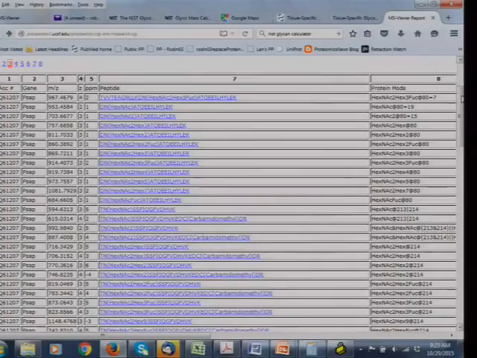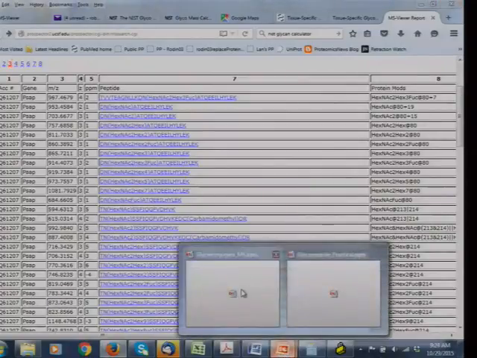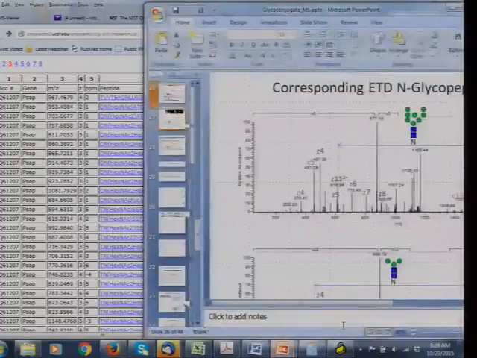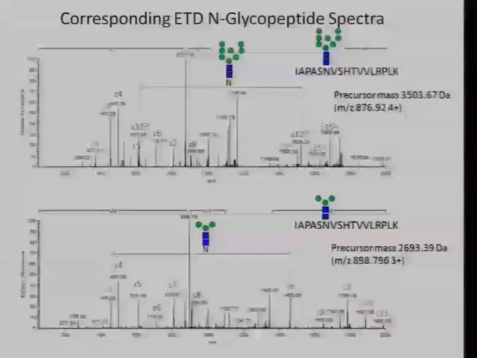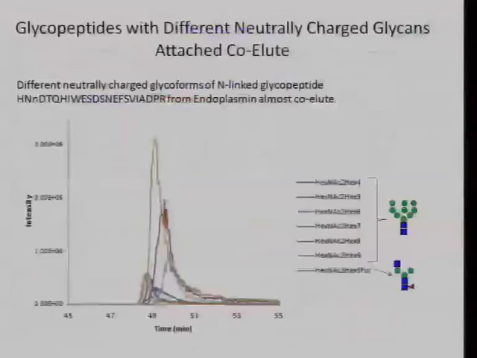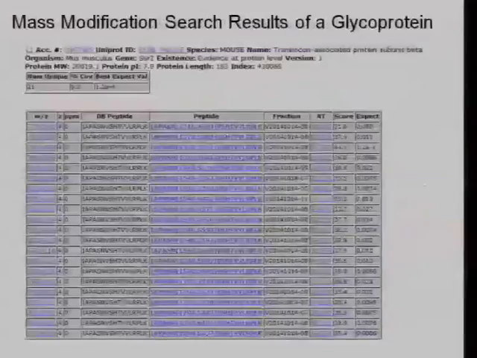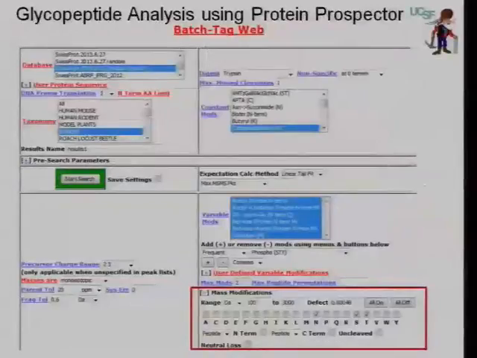I gave it all of the spectra and told it to do this database search, allowing for these mass modifications. I gave it the peak lists, and I told it to search sequences in a particular database.